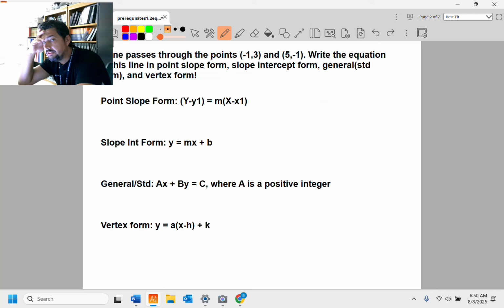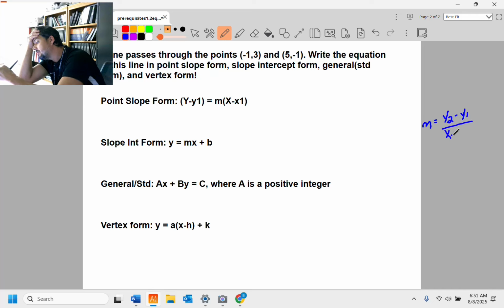One down, 6 slides to go. A line passes through the points negative 1, 3, and 5, negative 1. Write the equation of this line in point slope form, slope intercept form, general, and vertex. Now, one thing I didn't mention on this particular slide is I'm kind of hoping you remember the formula for slope, and sadly a lot of kids don't. It's really sad, but the formula for slope is y2 minus y1 over x2 minus x1. And we'll get the x1 and y1 from this point, and we'll get the x2 and y2 from that point. And then we'll just plug into the formula and we'll go to town with it.